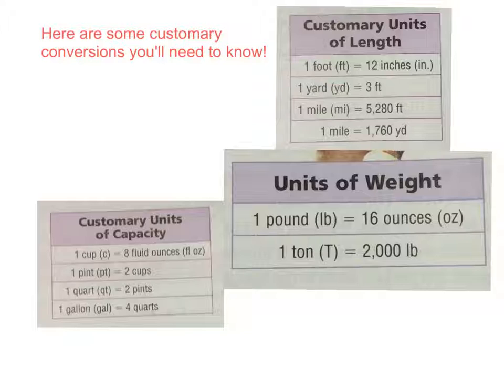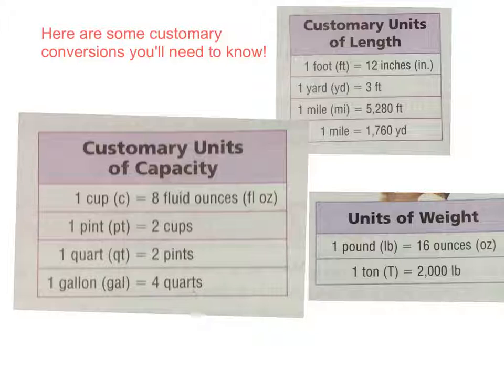In the customary system, you need to know that there are 16 ounces in 1 pound and 2,000 pounds in 1 ton. You need to know that there are 8 fluid ounces in 1 cup. This is a little bit confusing because fluid ounces is not what the weight ounces are. Okay, they're different. There's 8 fluid ounces in 1 cup, 2 cups in 1 pint, 2 pints in 1 quart, and 4 quarts in 1 gallon.